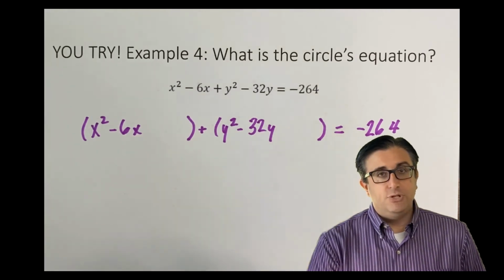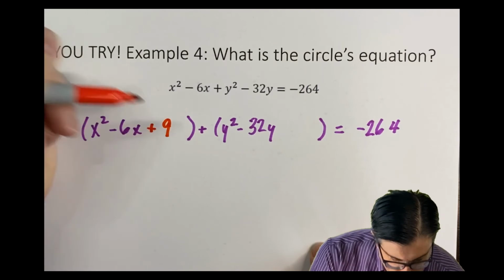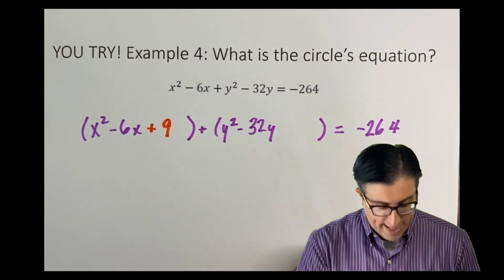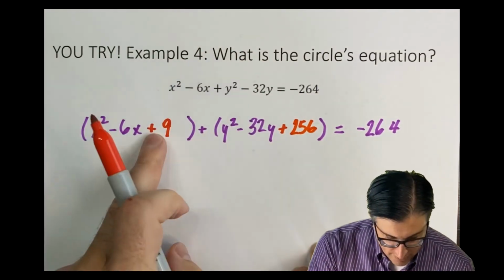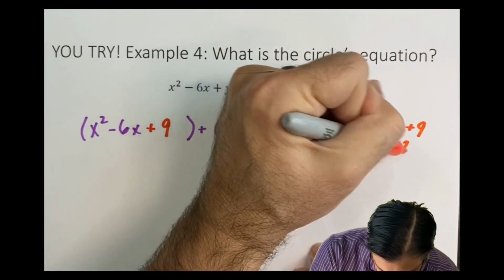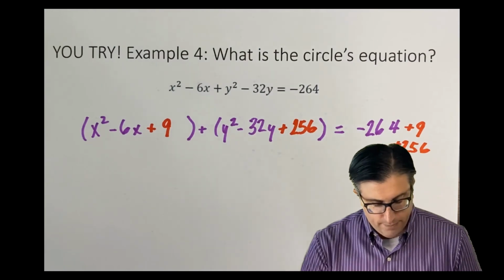Negative 6 divided by 2 is negative 3. Negative 3 squared is a positive 9. Negative 32 divided by 2 is negative 16. Negative 16 squared is 256. If I add 9 to one side, I add it to the other, and I also have to add 256 to the other side. Now let's just clean it up.